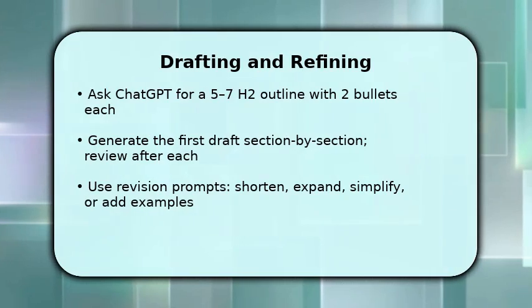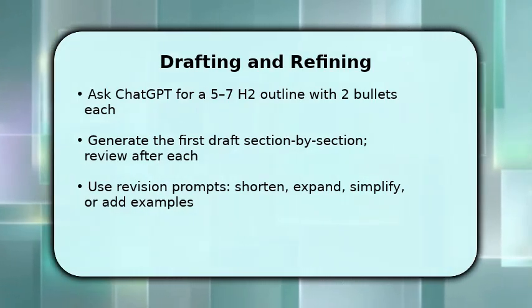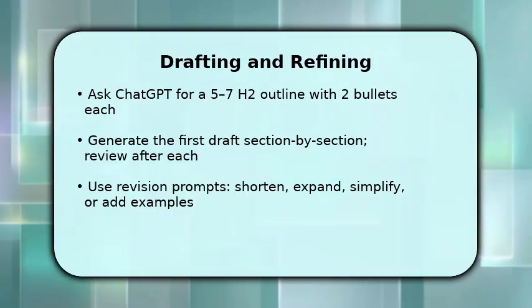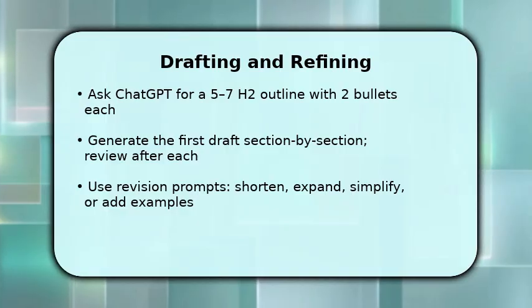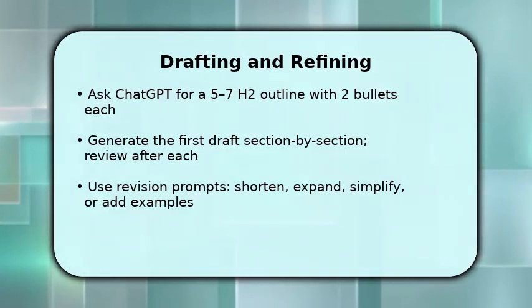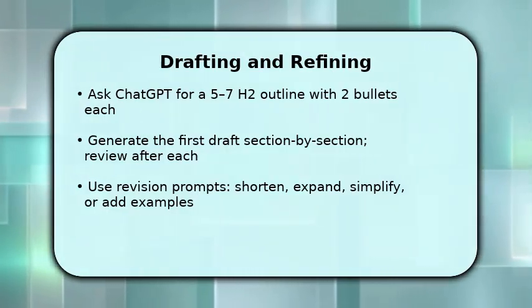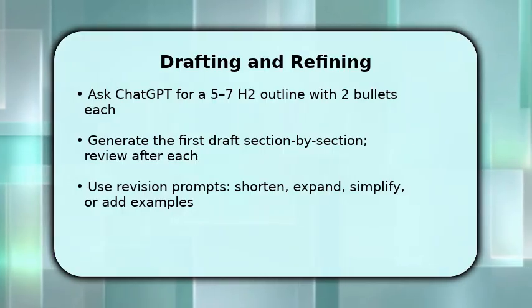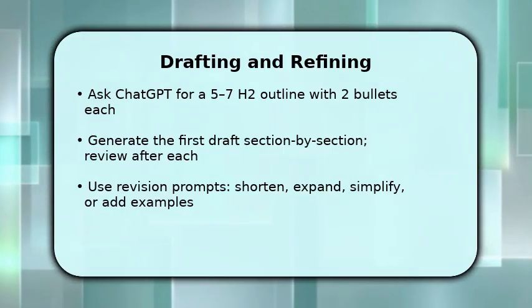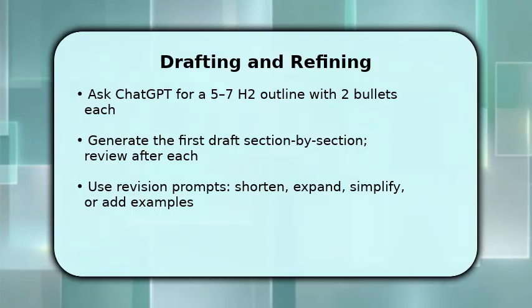You now work section by section to avoid overwhelming the model. First, have ChatGPT expand one H2 into a 150-250 word paragraph with examples and a clear transition into the next section. Make sure to ask for subheadings, lists, or data points where useful.